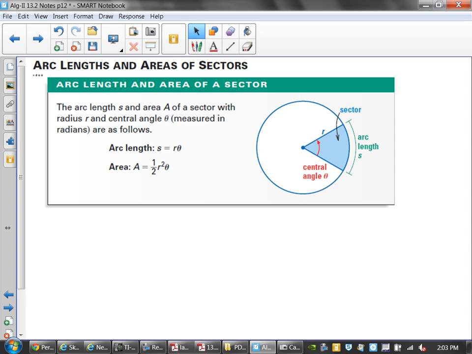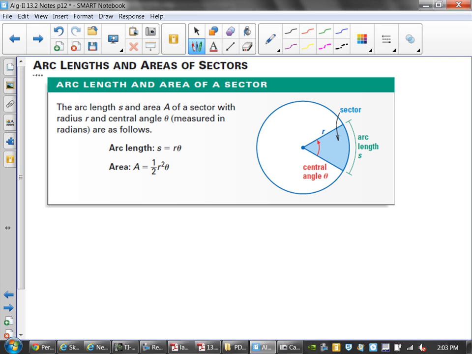Now, when you guys did work with arc length and areas of sectors last year, they probably set it up a little bit differently for you. You probably worked with ratios and proportions, I think, with that.